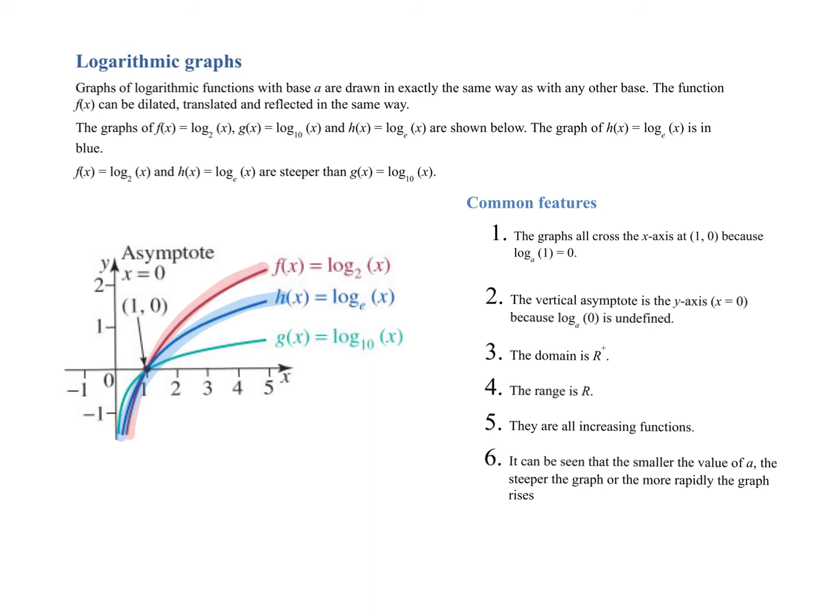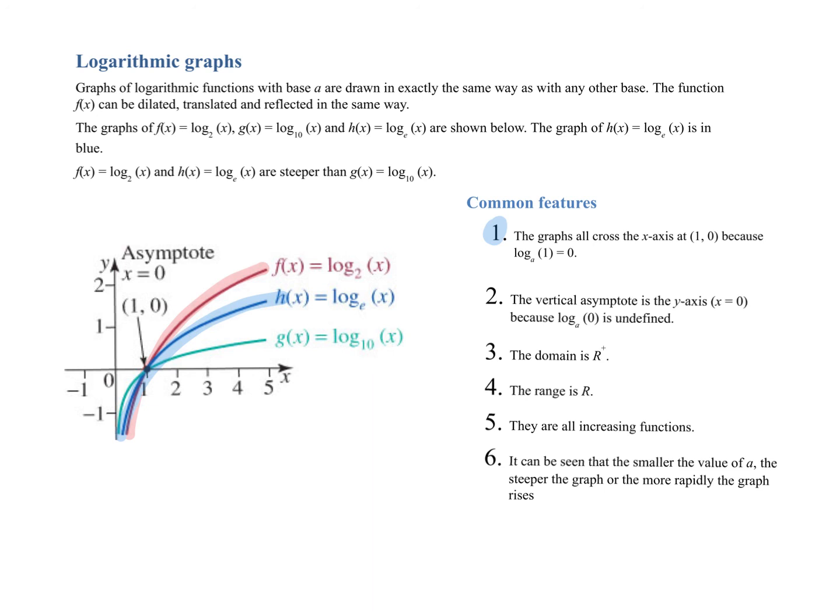So let's have a look at some of the features of that basic graph here. The first point is that the graphs all cross at (1, 0). If you've got log 2 of x or log e of x or log 10 of x, they're all the same. See how they're all crossing the x-axis at (1, 0). So that would be your basic graph, and we can use that to do a little bit of our moving around when we have transformations.